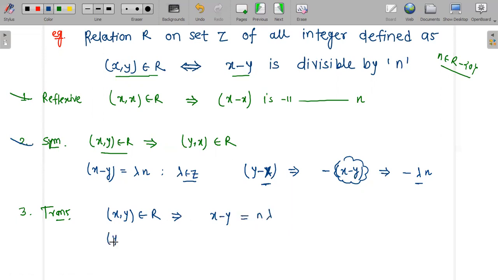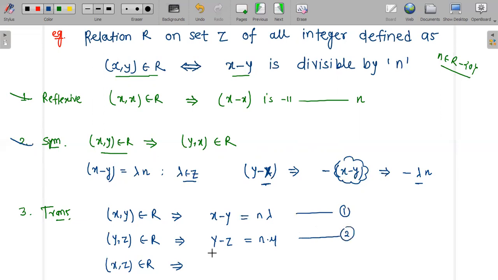You need to assume an ordered pair of the format y comma z. It must belong to R. That means we also know that y minus z will be equal to some other integral multiple of n. Let me consider the other integral multiple to be mu. And I need to prove that this x comma z must belong to the same relation R. So to prove that, I need to use these two, one given and one assumed relation.